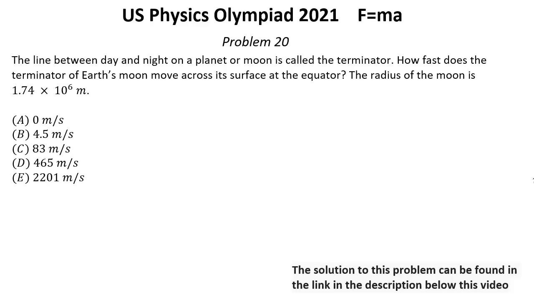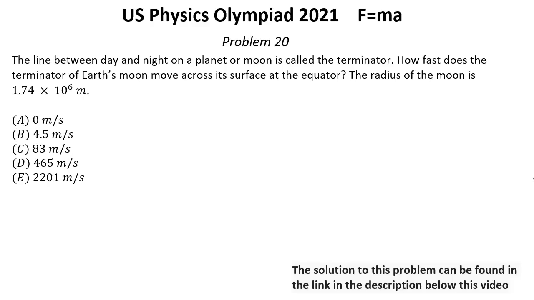Problem number 20. The line between day and night on a planet or moon is called the terminator. How fast does the terminator of Earth's moon move across its surface at the equator? The radius of the moon is 1.74 multiplied by 10 to the power 6 meters. Solution for problem number 20.